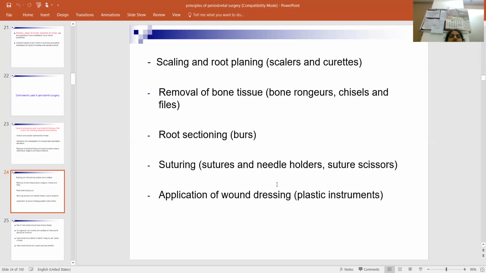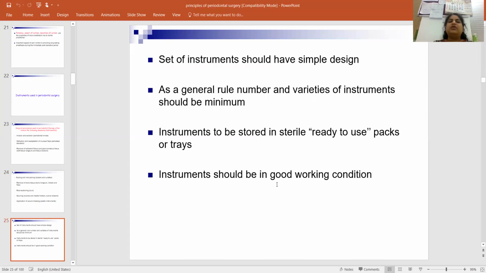Suturing, there will be sutures, needle holders, and suture scissors. Plastic instrument is for the manipulation of your periodontal pack, and to put it on the area which has undergone surgery. The set of instruments should have simple designs. As a general rule, the number and variety of instruments should be minimum. Instruments can be stored in sterile, ready to use packs or trays. Instruments should be in good working condition.